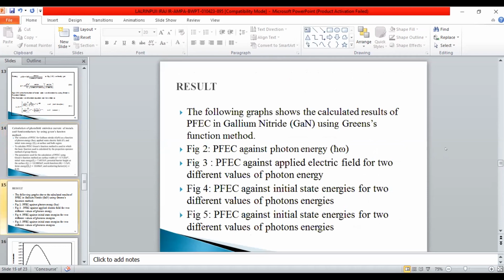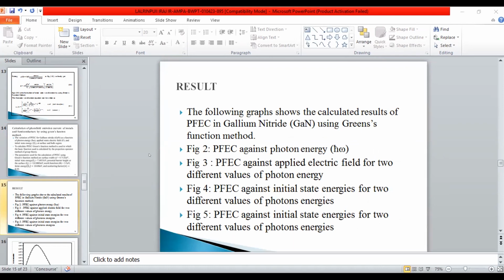Now here are the results. The following graph, which I will show later, is the result which we have calculated. The following graph shows the calculated result of photo field emission current in gallium nitride using Green's function method.